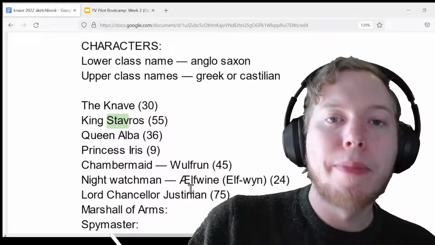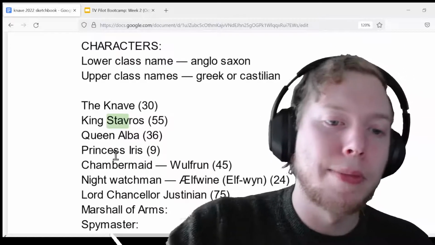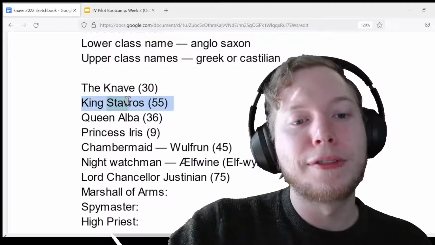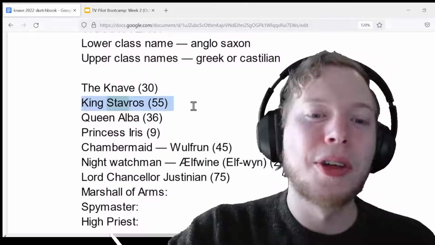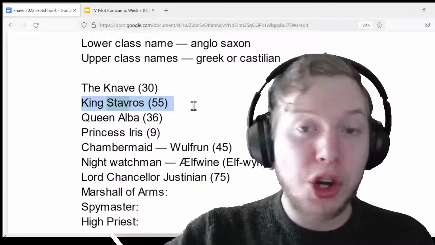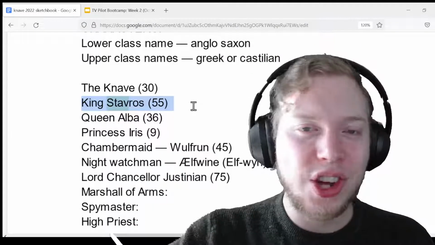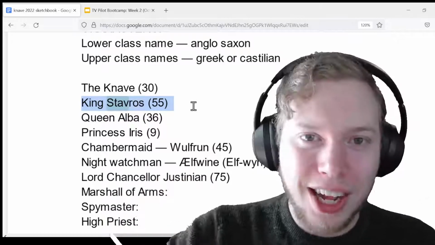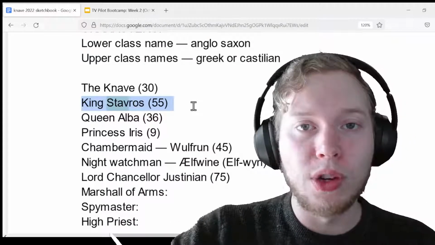So I didn't want to make it too culturally specific, but let's look at our main characters here. We have the knave. We have the foolish king. This is sort of our other character mentioned in the logline. This is the guy that's in charge of the kingdom. He's kind of a macho man who never backs down from a fight or a challenge, and he's always causing conflict and starting wars, raising taxes.